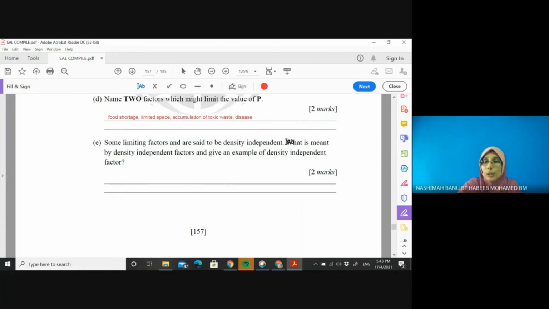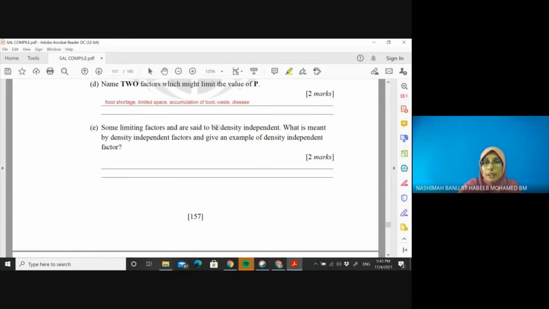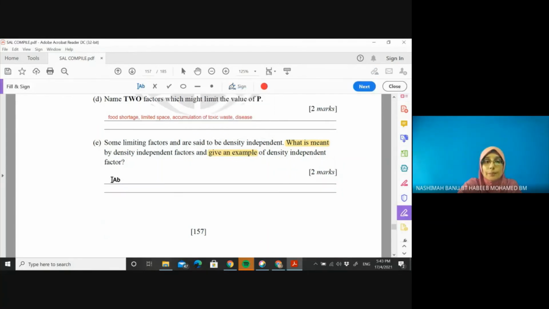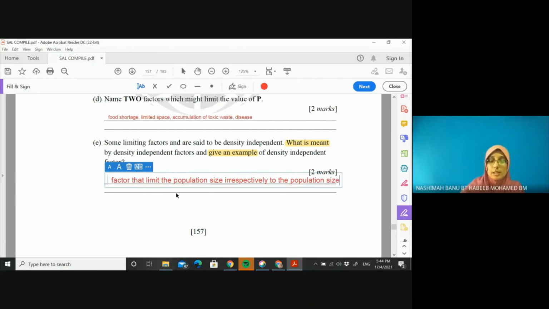Tengok kat sini tolong hati-hati, tolong highlight kat sini. Dekat sini first dia nak tahu what is meant by density independent dan kedua dia nak example. Selalunya student takut dia terlepas pandang, dia nampak satu saja. So what mean factor that limit the population size, not related ataupun irrespective of the population size. Irrespectively ni maksudnya tidak berkaitan.